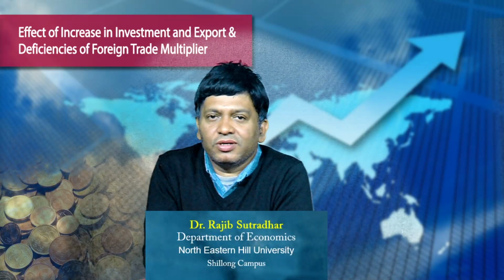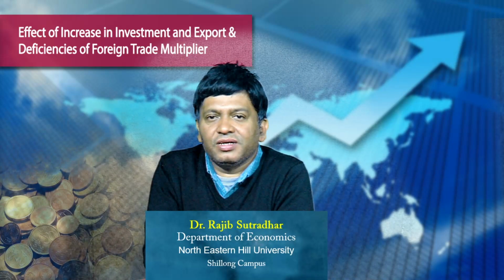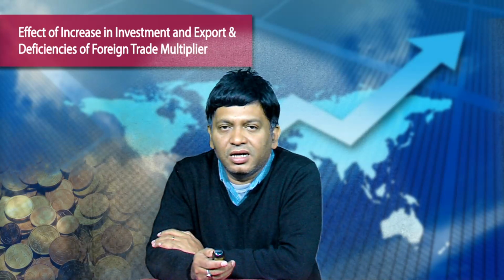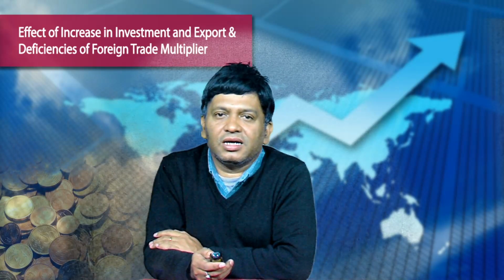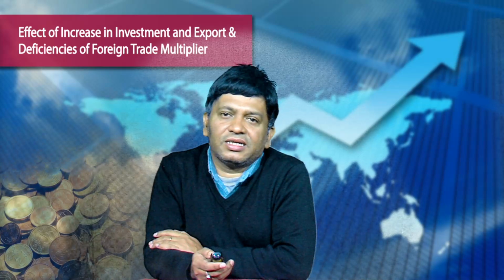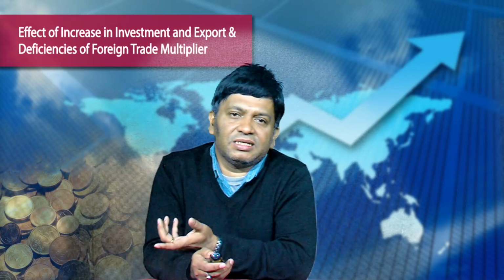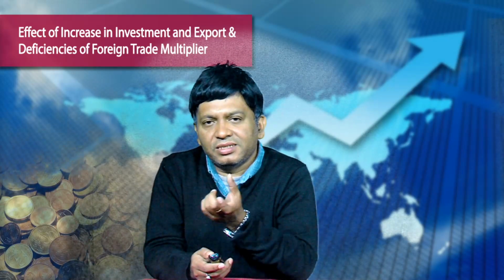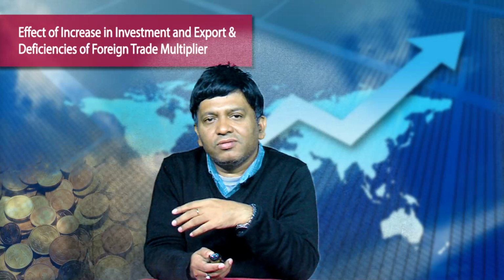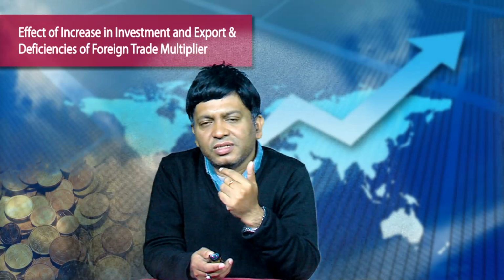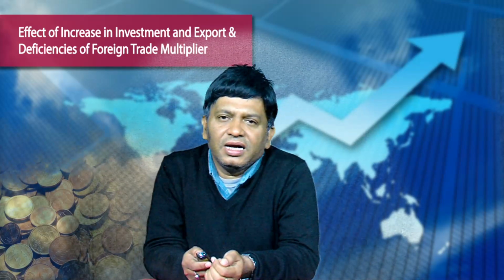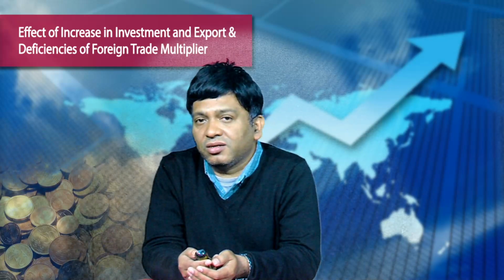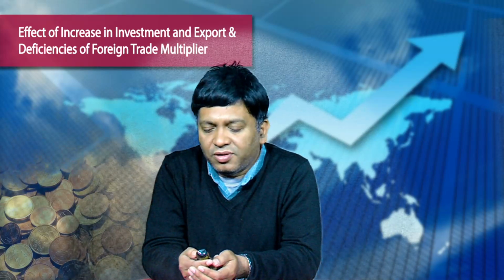The topic that we're going to discuss today is the effect of increasing investment and export through the foreign trade multiplier. Basically, here we're going to talk about how an increase in investment and export works through the foreign trade multiplier. The concept involved is how changes in either of these two variables lead to a multiple increase in income, and then we also end this discussion by focusing on the limitations of the concept.